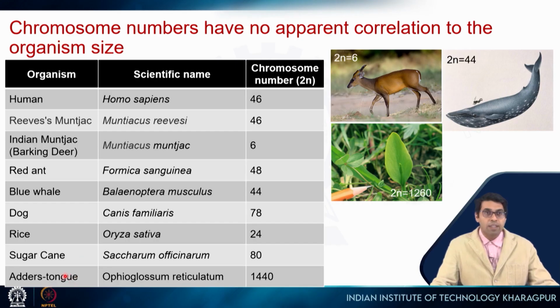And this one, adder's tongue, is most probably the one organism which has the largest number of chromosomes. The number of chromosomes reported for adder's tongue is 1440, right. And you can imagine that when a cell has to divide, these chromosomes will be replicated. So, this 1440 will become 2880, right. And each of those chromosomes will have to be separated or segregated in the 2 cells, right. So, that is a fantastic task that is achieved by our cells every second.